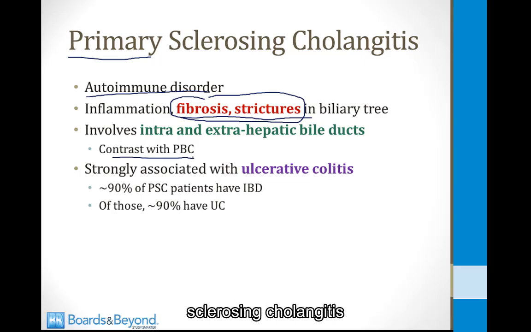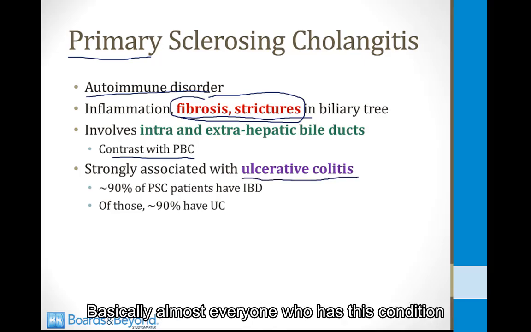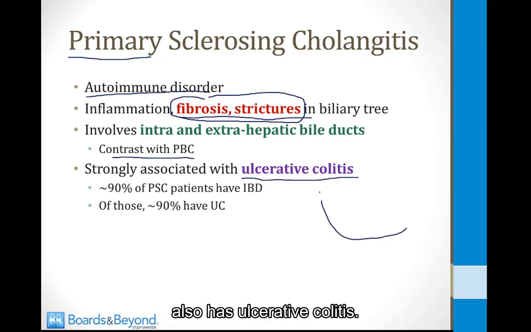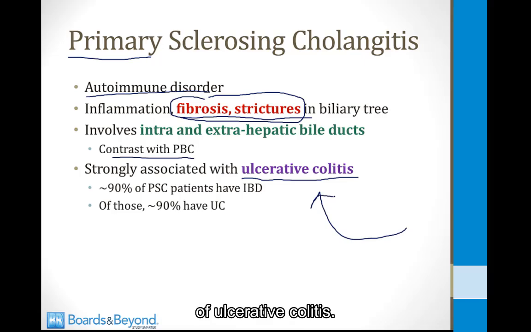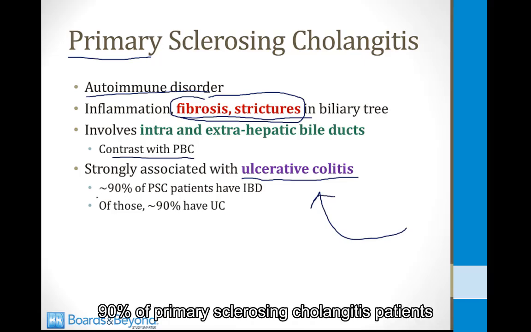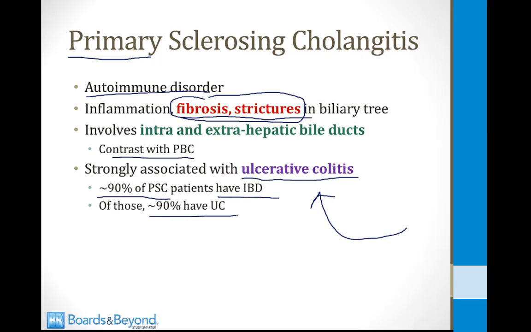And then finally, sclerosing cholangitis is strongly associated with ulcerative colitis. Basically, almost everyone who has this condition also has ulcerative colitis. You can think of it as mostly a complication of ulcerative colitis. 90% of primary sclerosing cholangitis patients also have inflammatory bowel disease, and of these, 90% have ulcerative colitis, not Crohn's.